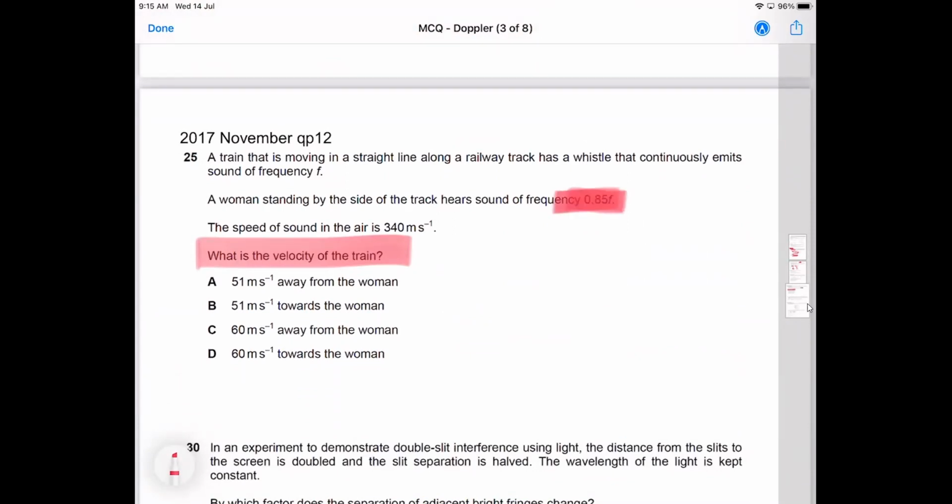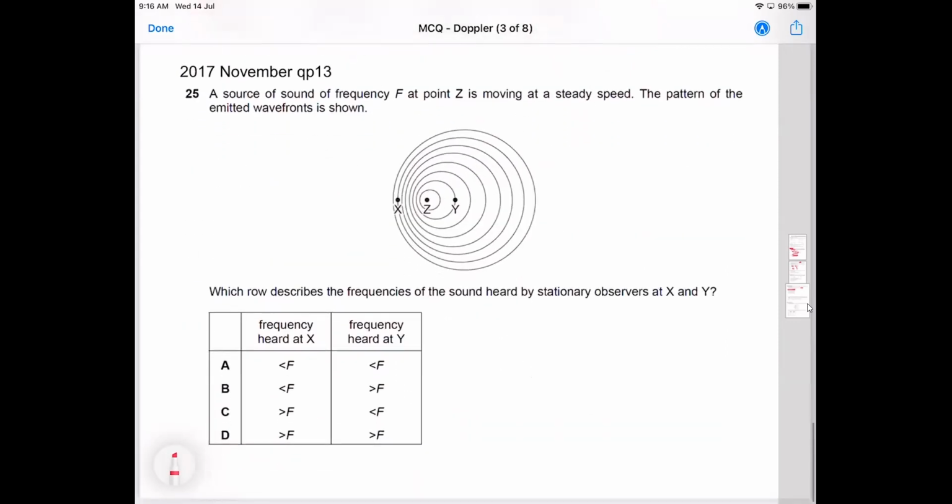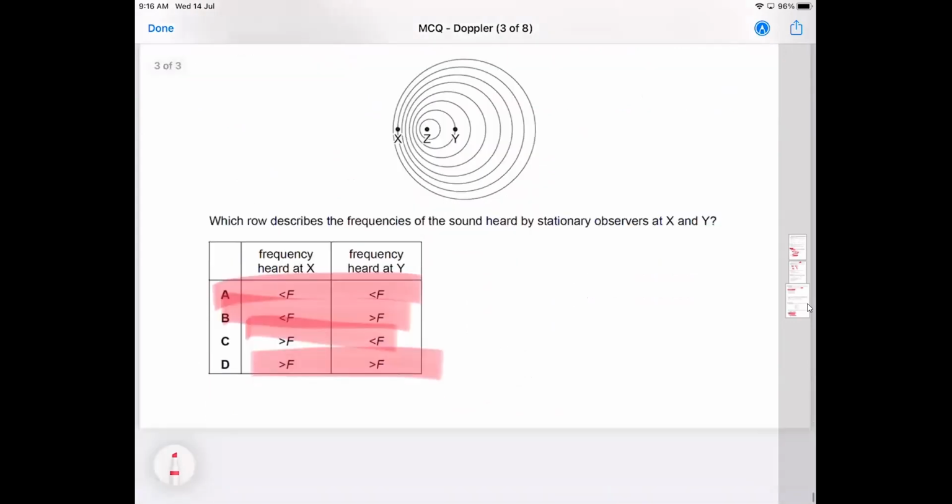And then they give it to you in terms of a fraction. They tell you that the observed frequency is a fraction of the original frequency. So you've just got to think about how you're going to use that in the equation when you play around with it. Also, they don't give you the observed frequency. They tell you that it's a fraction of the original frequency. Then there's this one. Frequency heard at X, frequency heard at Y. This is just increase, decrease. You've just got to use qualitative analysis.